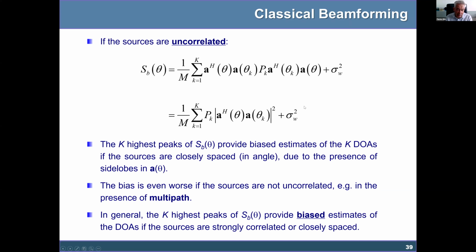So you can write finally the spatial power spectral density as the sum of these different terms. So remember, when K is equal to 1, we have only one term. When we have multiple sources, you have the sum of different contributions.